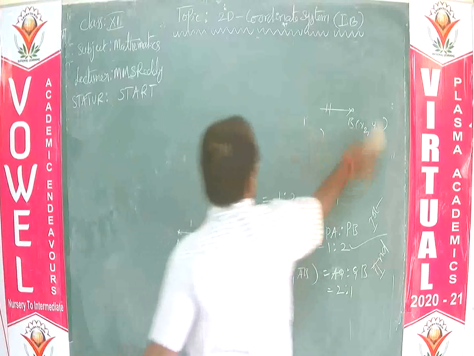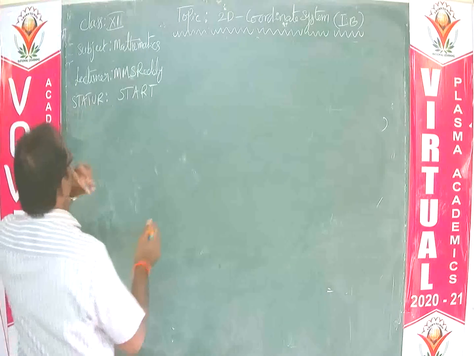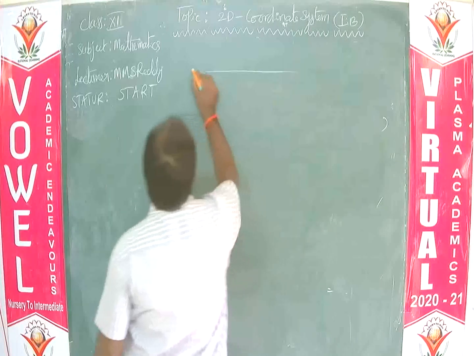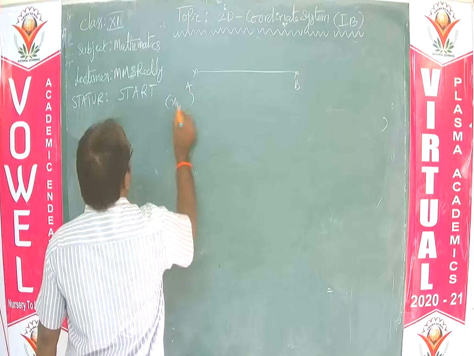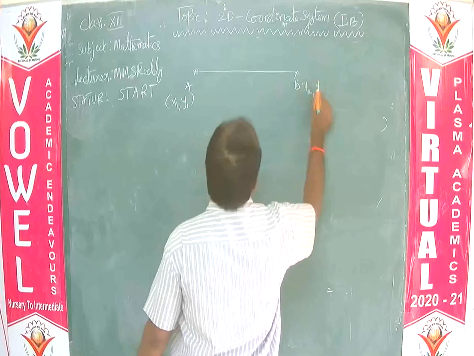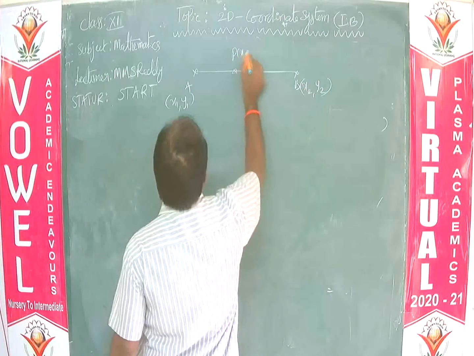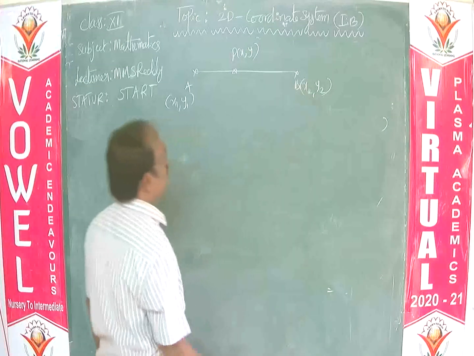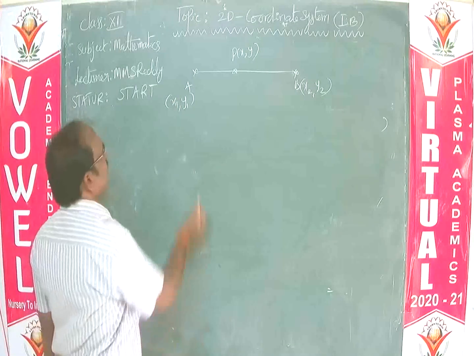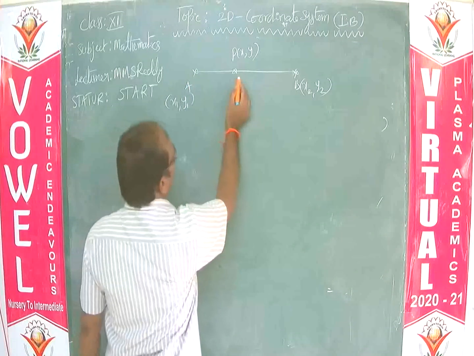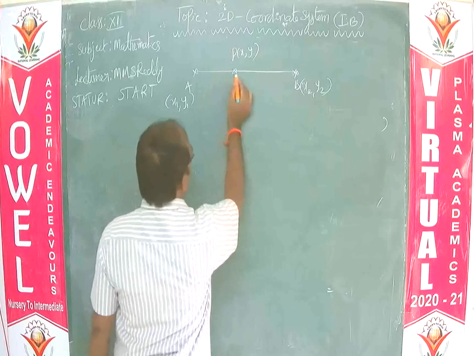Next concept. If the point P (x, y) lies on the line segment joining A (x1, y1) and B (x2, y2), then slope of PA is equal to slope of PB.